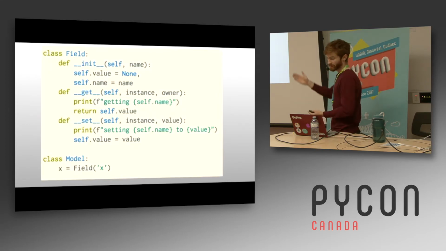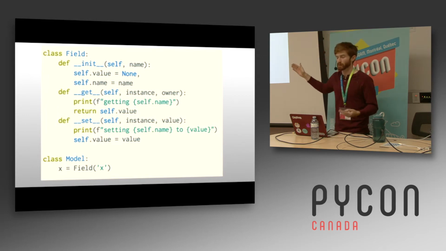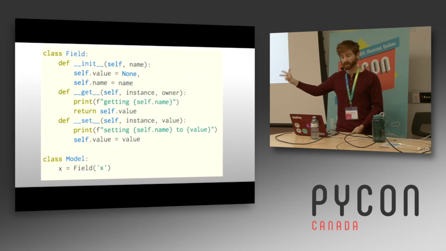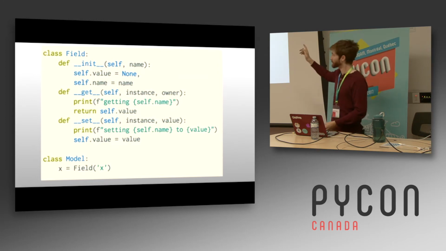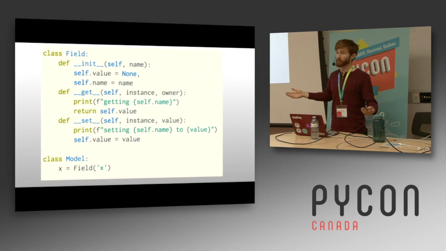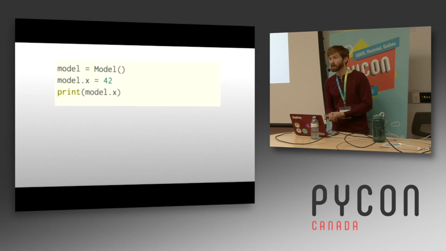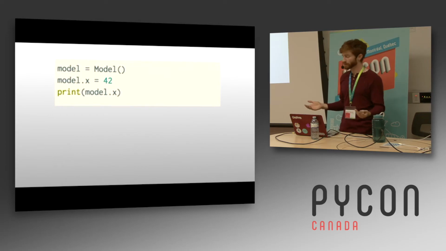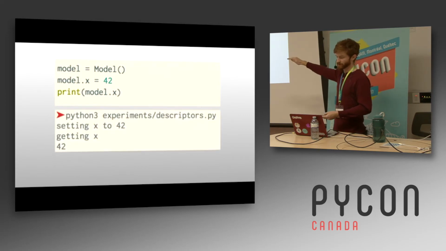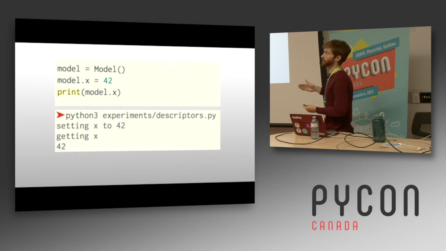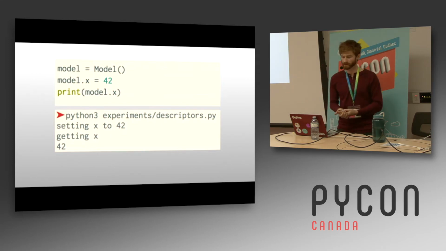Field, in this case, is a data descriptor since it implements one or more of the methods __set__, __get__, or __delete__. When we access the x attribute of the model instance, instead of going through normal attribute access, it will use the descriptor. So if we create an instance of the model, set a value on it, and then get that value, we see that some additional printing has happened because attribute access is going through the descriptor rather than normal means.